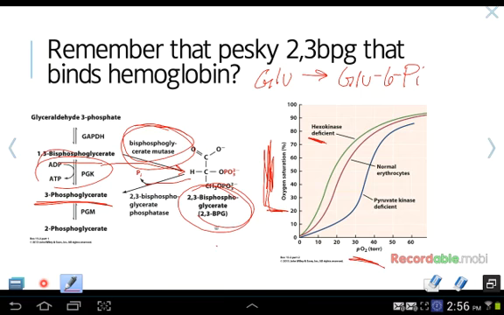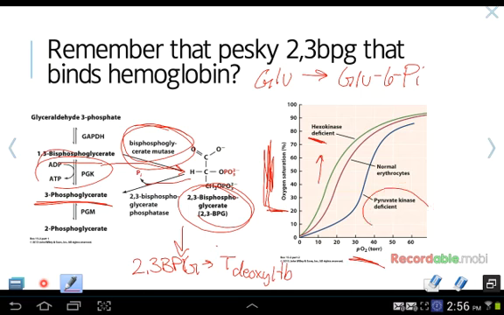So if we never undergo glycolysis, we'll have lower amounts of 2,3-BPG, which means we will not inhibit oxygen binding. Because remember, 2,3-BPG binds to the T state of deoxyhemoglobin, preventing oxygen binding. So if we decrease 2,3-BPG, we will increase oxygen binding.